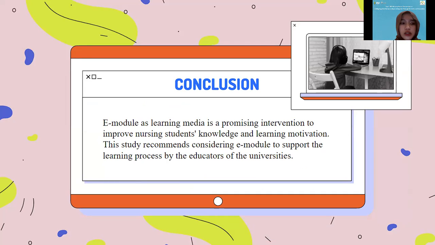The conclusion. Based on our finding, we conclude that e-module as learning media is a promising intervention to improve nursing students' knowledge and learning motivation. This study recommends considering e-modules to support the learning process by the educators of the university.